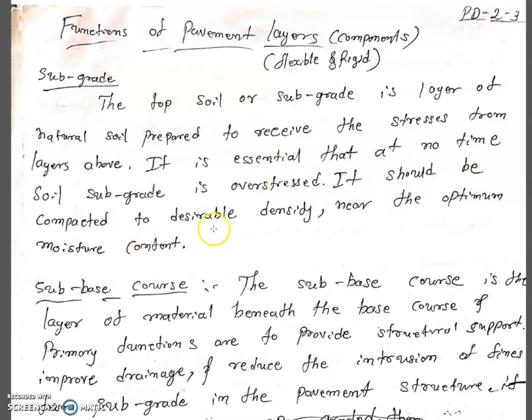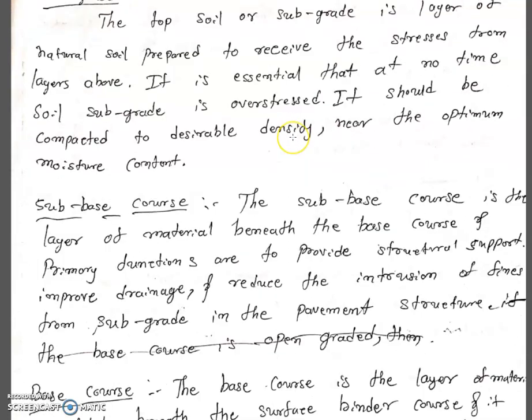It should be compacted at desirable density near to the optimum moisture content. In the lab, you will check the density. Maximum dry density will be checked, whatever strength you achieve at the optimum moisture content. The same density we have to achieve in the soil. We have to achieve good compaction.